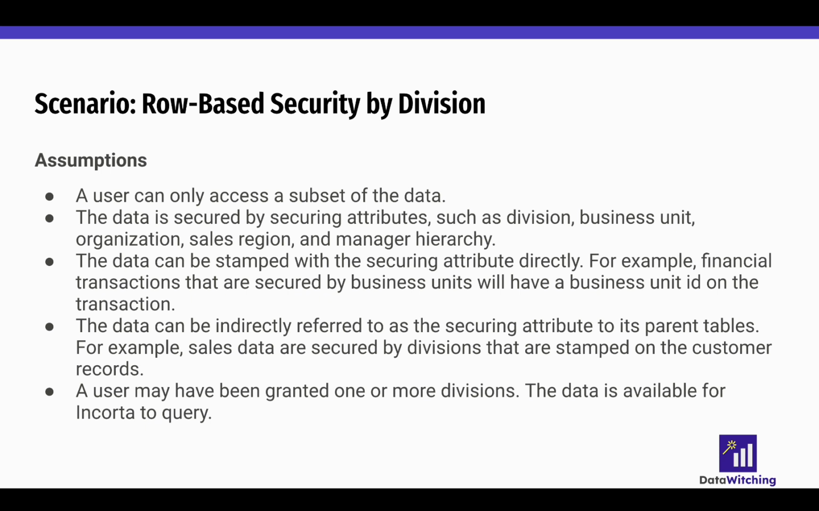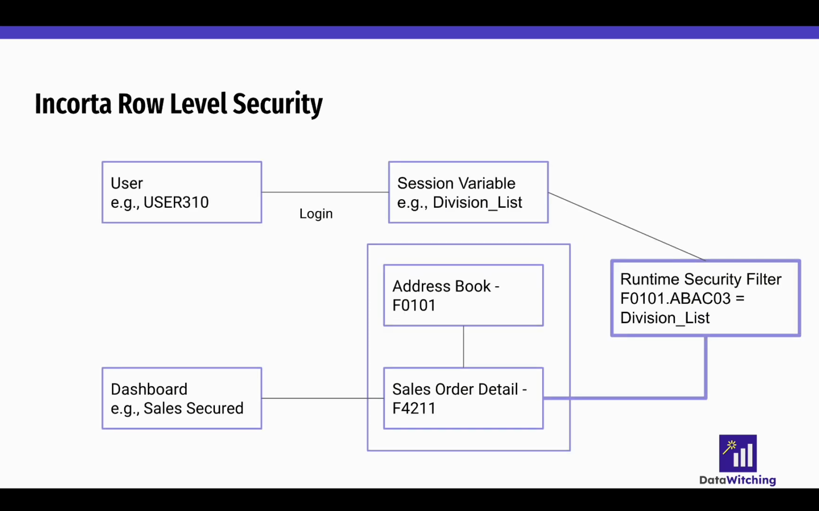Stamping can be direct or indirect. For instance, sales data is stamped on the related customer record. Users are given access to specific divisions, and Incorta can only query data from these divisions. Let's discuss Incorta row-level security before diving into GDE integration.